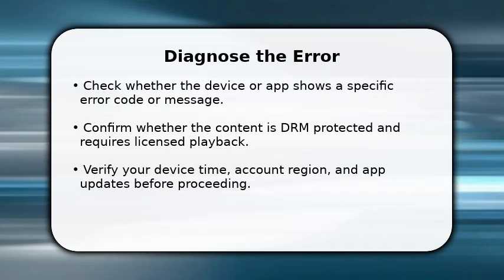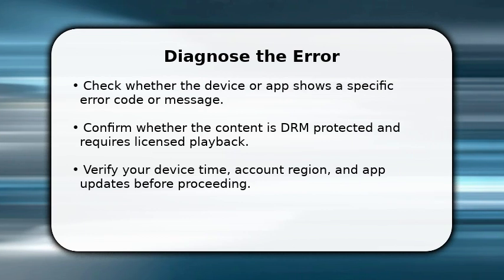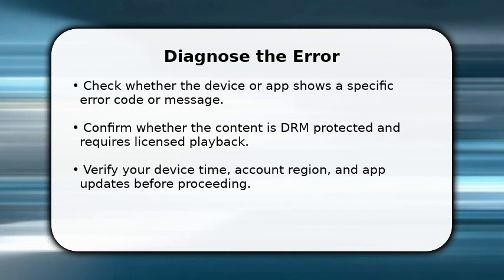Start by reading the exact error message on your device or app screen. Note any code, like error 3301 or protected content not available. Check whether the content is DRM protected and requires licensed playback.